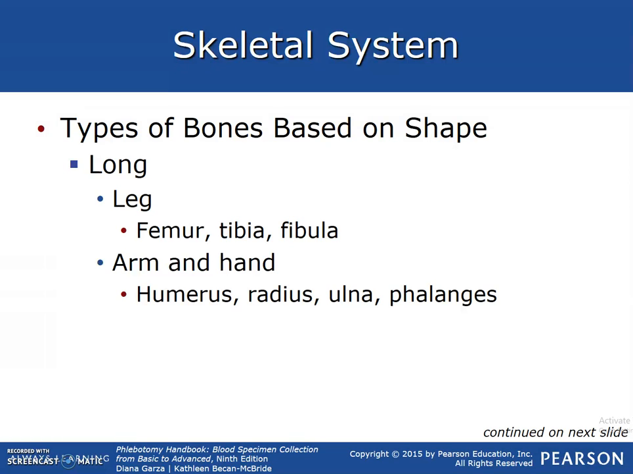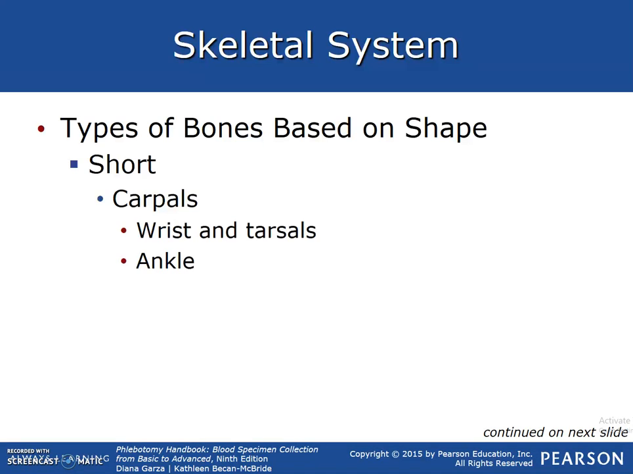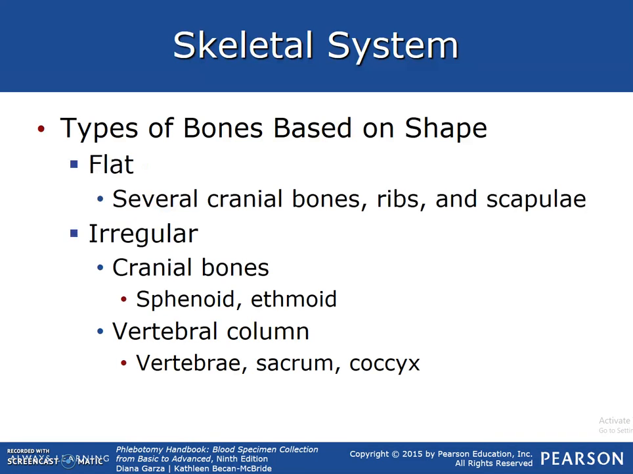Chapter 6, Part 2. We'll continue with the skeletal system, types of bones based on shape. We have long bones, so the leg: femur, tibia, fibula; arm and hand: humerus, radius, ulna, and phalanges, which are our fingers. Short bones are the carpals in the wrist and the tarsals in our feet and ankle. We have flat bones: several cranial bones, ribs, and scapula.